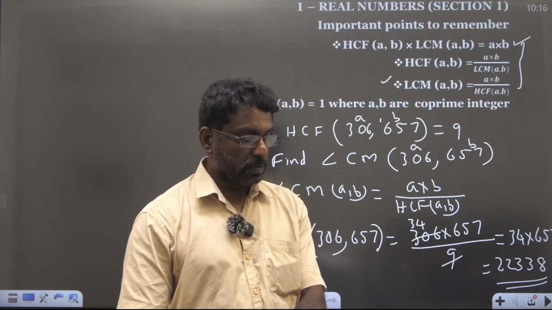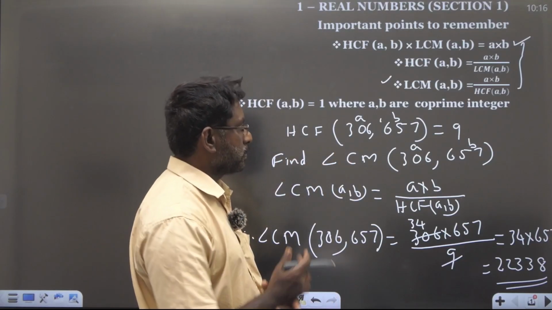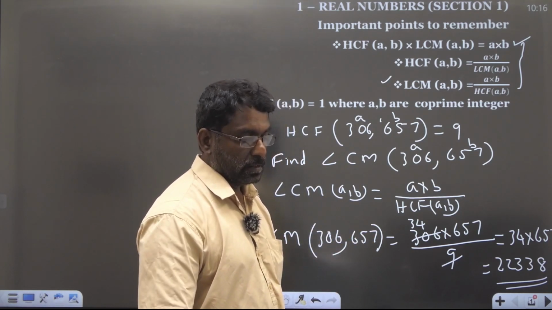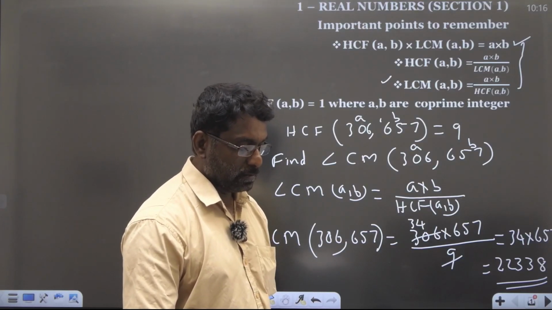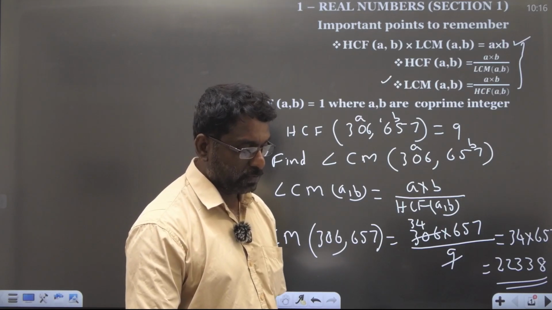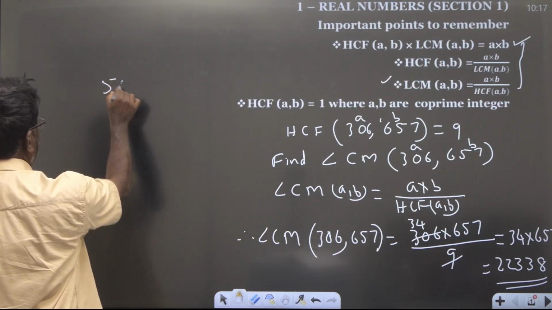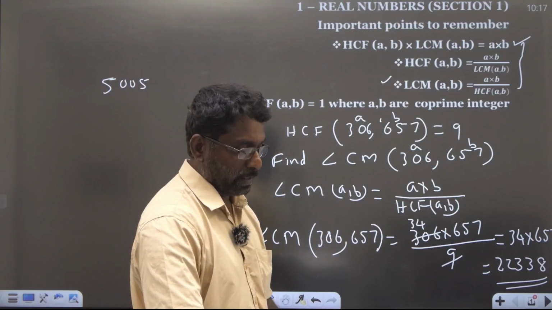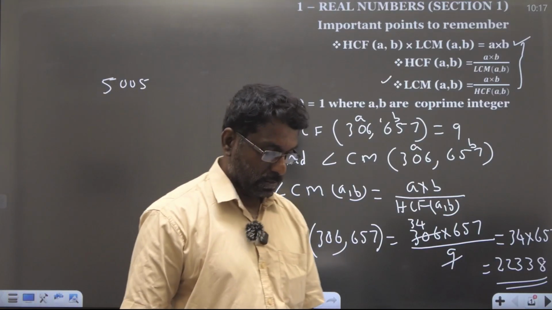Now I can give some homework for you, and in the next class we again continue this chapter. Homework: express each number as a product of its prime factors. Question: 5005.